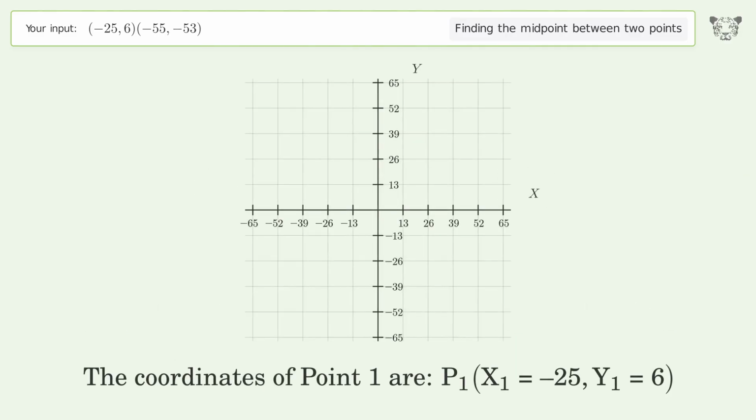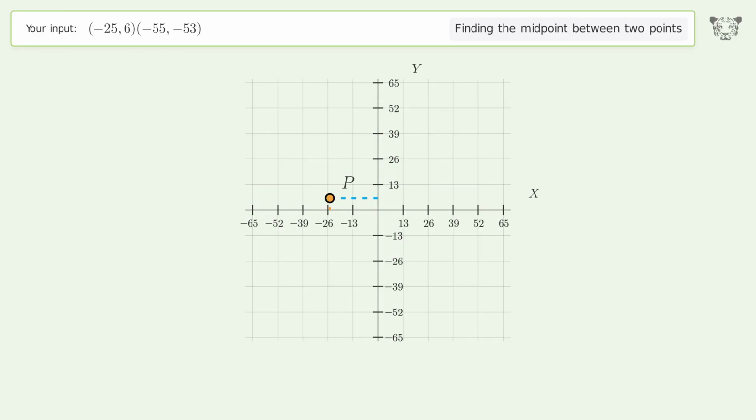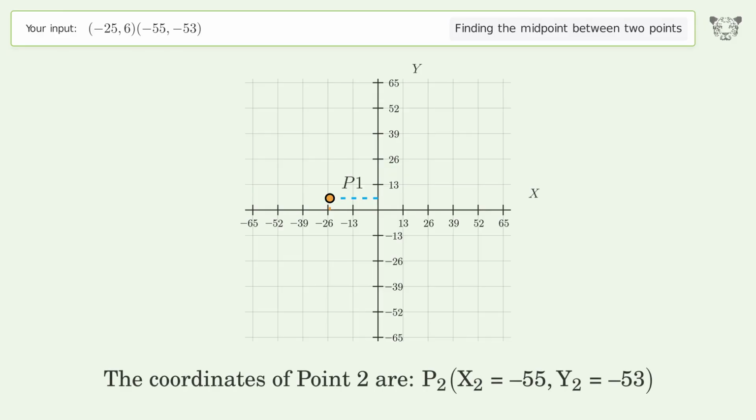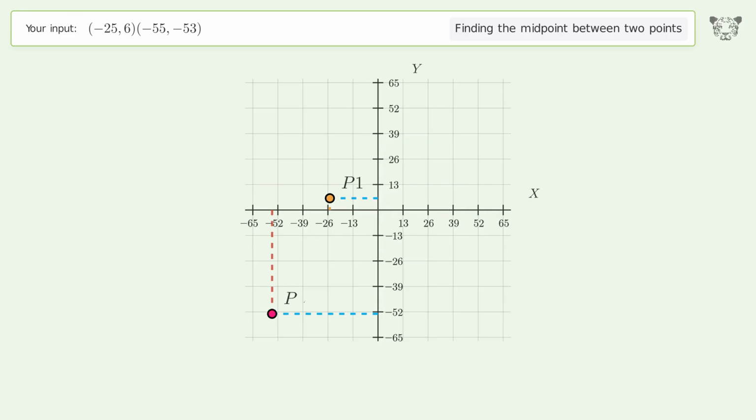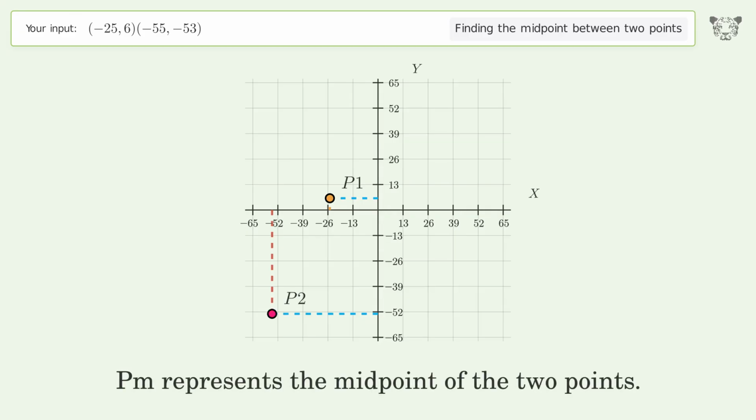The coordinates of point 1 are, x1 equals -25, y1 equals 6. The coordinates of point 2 are, x2 equals -55, y2 equals -53. PM represents the midpoint of the 2 points.